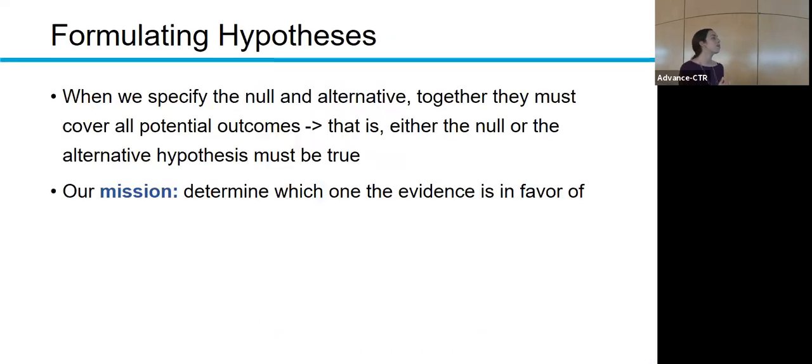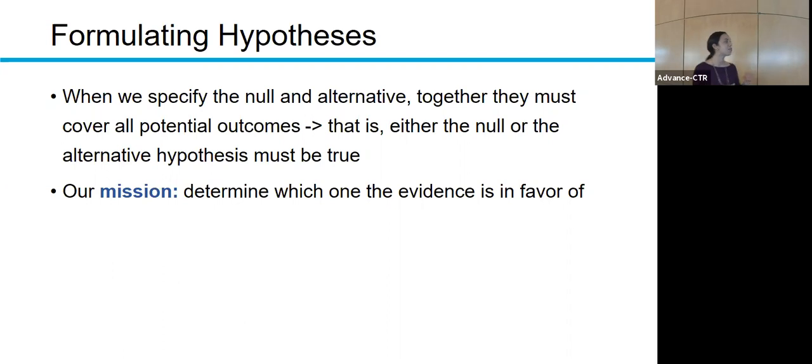So one thing that I want to make sure is very, very clear is that when you're specifying the null and alternative hypothesis, so when you specify H0 and HA, they need to be able to cover all the potential outcomes. What I mean by that is that either the null or the alternative must be true. There can't be some third other potential outcome.